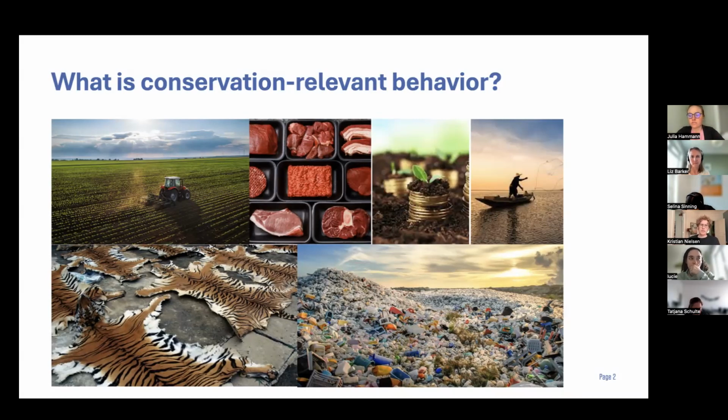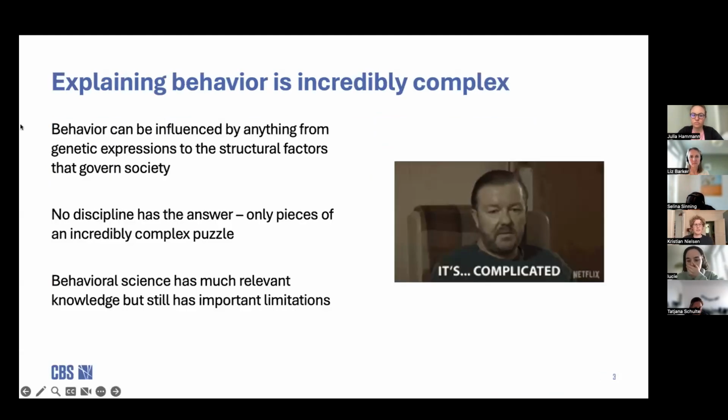Another example of conservation relevant behavior is the demand for wildlife products, some of them illegal, which is a major driver of biodiversity loss, especially coming from parts of Asia, but also in Europe. These are just some of the many different behaviors that directly or indirectly influence biodiversity. So with that in mind, I'll go to the next one.